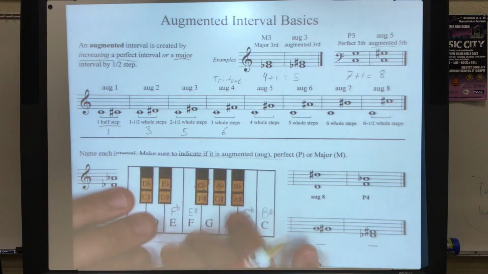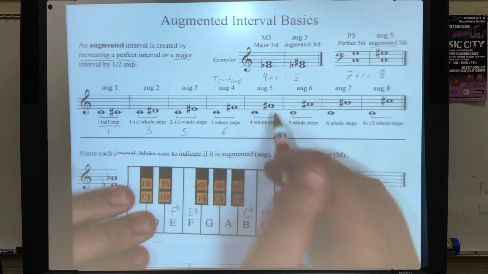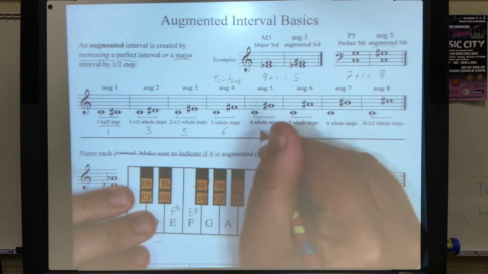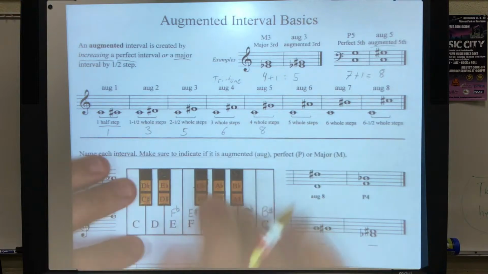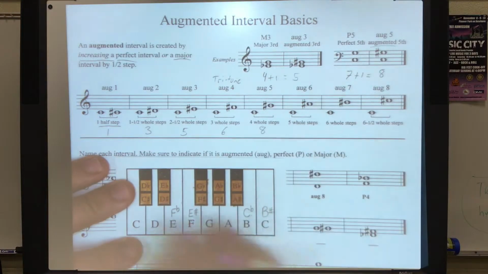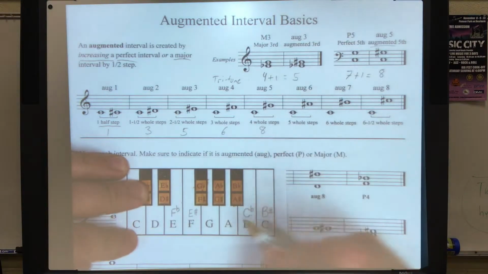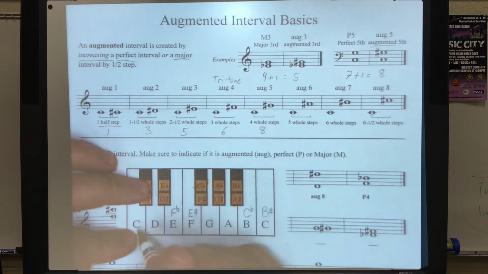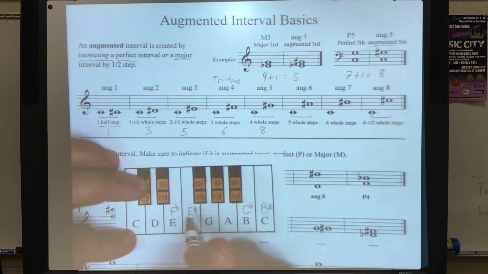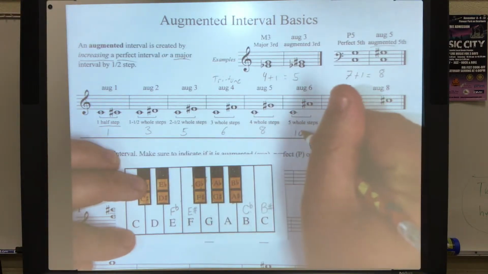An augmented fifth, the example we have here is a C to a G sharp, which is 4 whole steps or 8 half steps. Okay, so we've got C, 1, 2, 3, 4, 5, 6, 7, 8, and we end on G sharp. Augmented sixth is going to be 5 whole steps. We've got a C to an A sharp in this example. A sharp is another name for B flat, but we are going to call it an A sharp. C, 1, 2, 3, 4, 5, 6, 7, 8, 9, 10. 10 half steps or 5 whole steps.